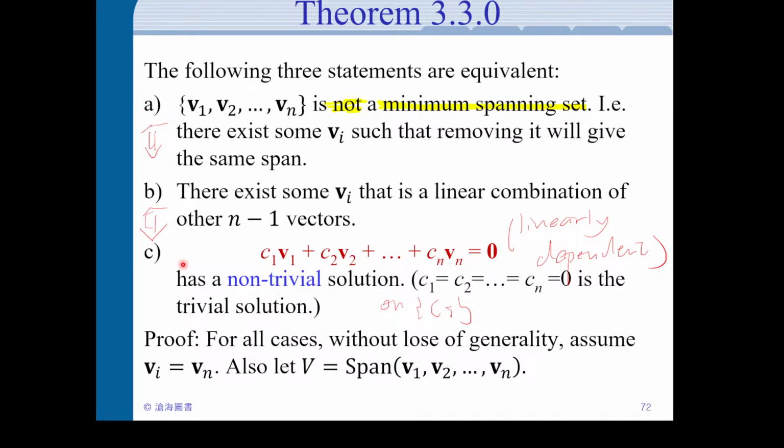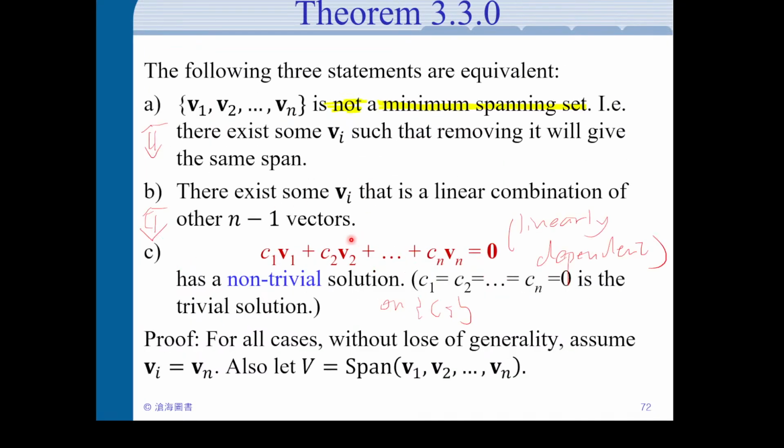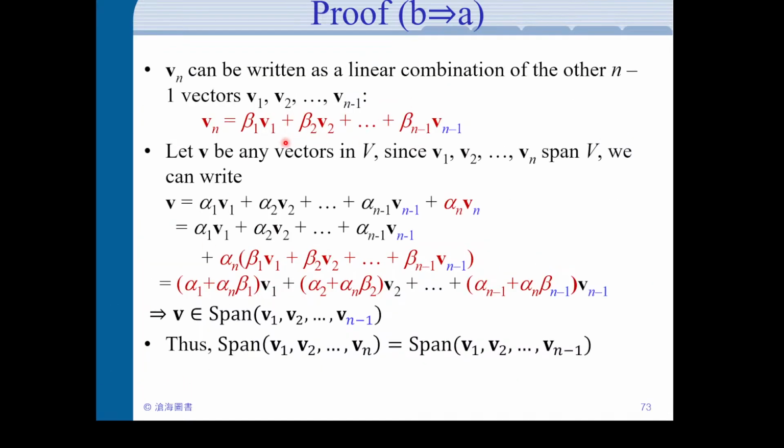Just once again. First we go from B to A, and we say, assume that Vi is Vn. If Vn can be written as a linear combination of V1 to Vn minus 1, then just like in our starting example, in any linear combination of V1 to Vn, you can change this Vn to a linear combination of V1 to Vn minus 1. Then you just have a linear combination of V1 to Vn minus 1. So you see that this thing is also inside the span of V1 to Vn minus 1.